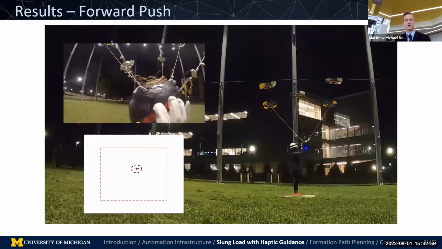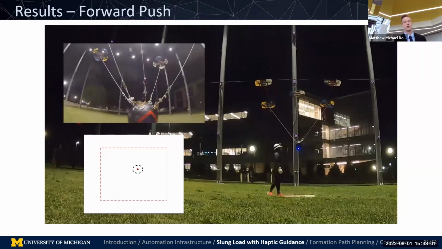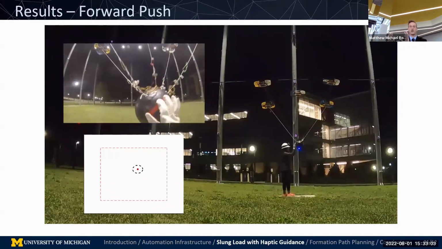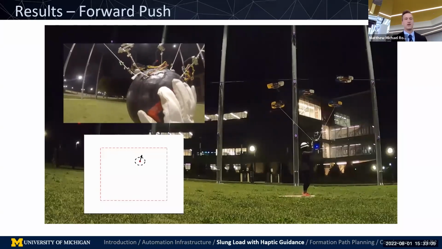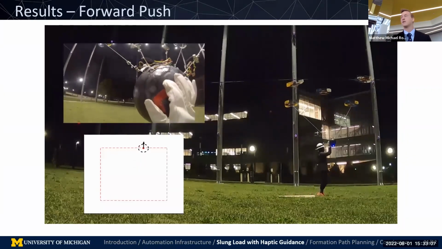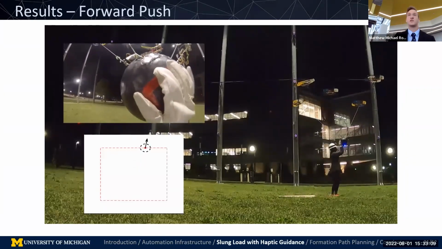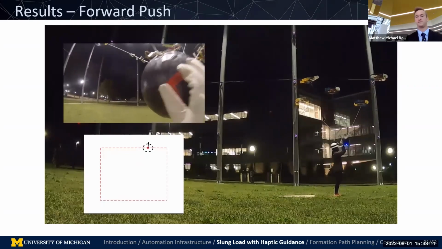So this is the first push. It moves. She lets go. It stabilizes. She does the second push as the black arrow goes beyond. It moves the system. It reaches the geofence boundary and rejects it.